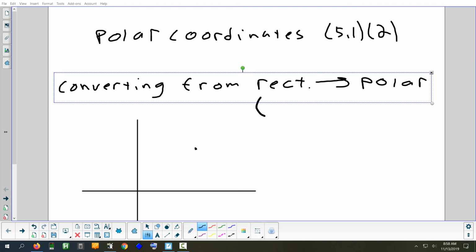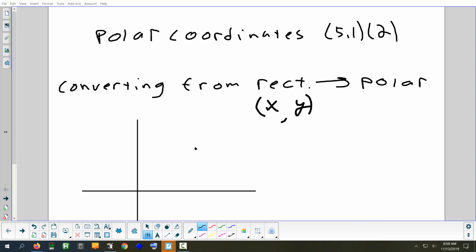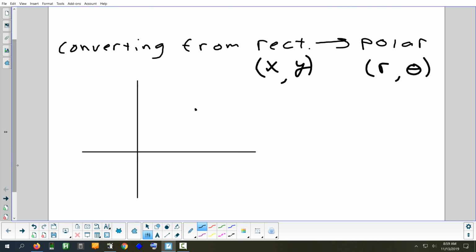All right, so when you have a point in rectangular, Courtney, what are the two letters we use? X and Y. So what's going to happen today is you're going to be given an X and a Y, and they're going to want you to change those into the other two letters. Justin, what are the two letters we use when we're doing polar? Radius and theta. So we're going to have to find the R and the theta.